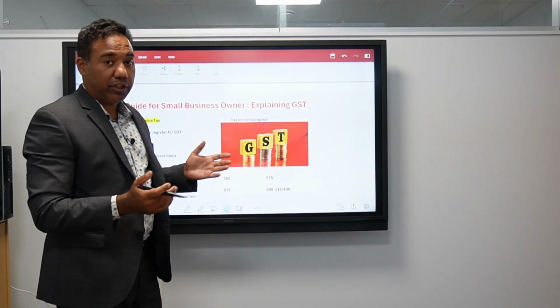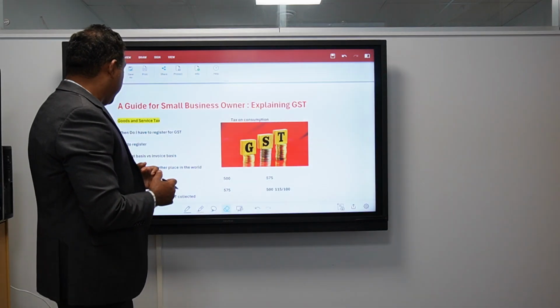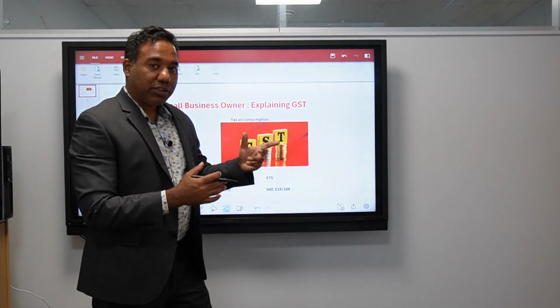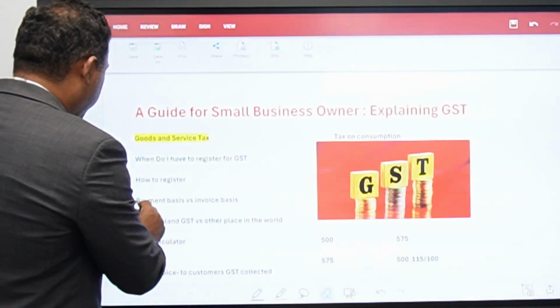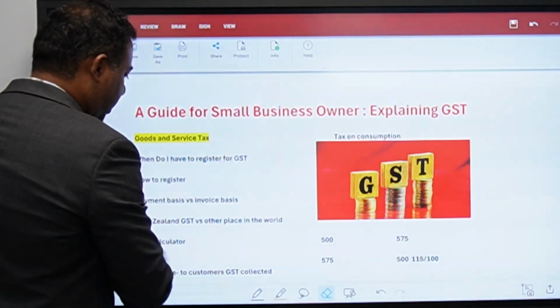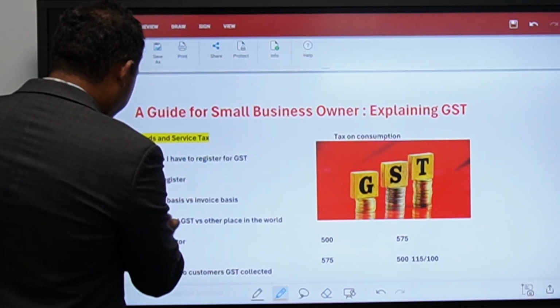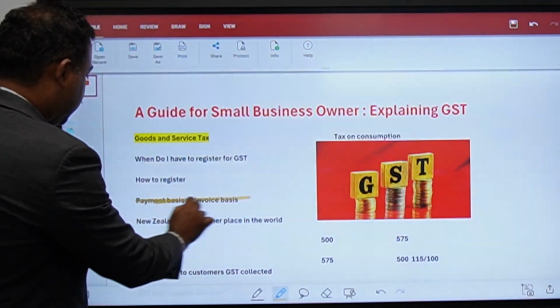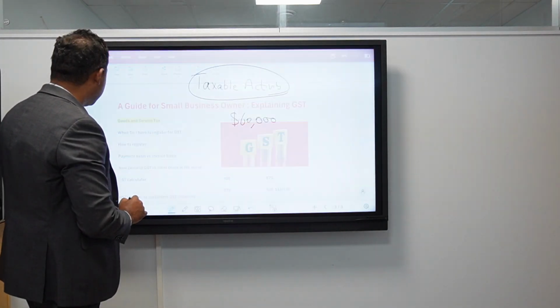If you need any technical advice, you can talk to tax professionals, they'll advise you. Now when you go to the registration page, they'll ask you a few questions. Do you want payment basis or do you want invoice basis? So this is where the choice can kick in, payment basis versus invoice basis. Let me explain what payment basis and invoice basis are.